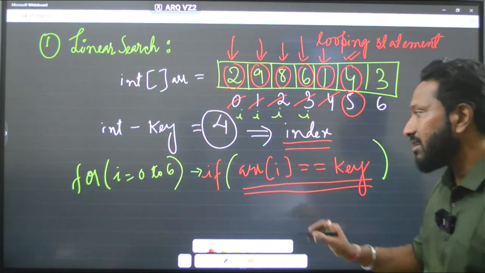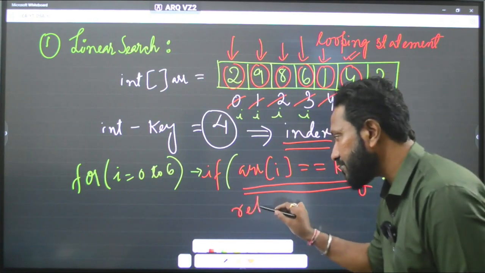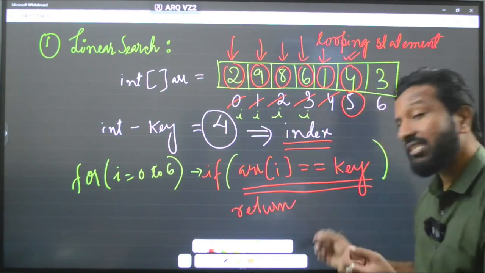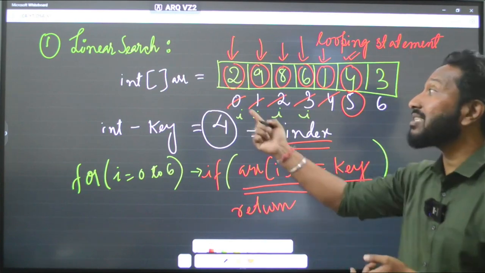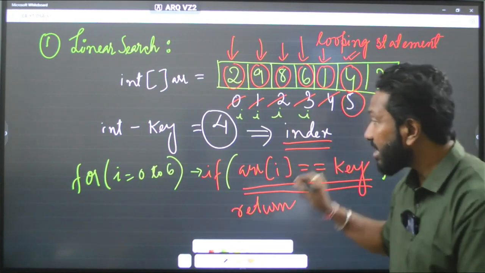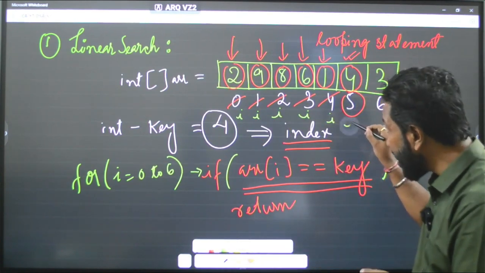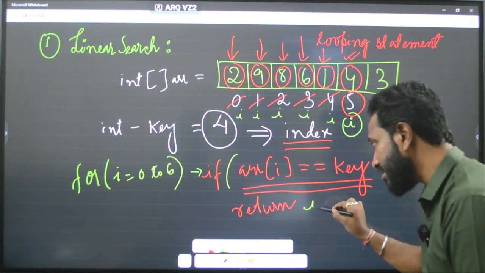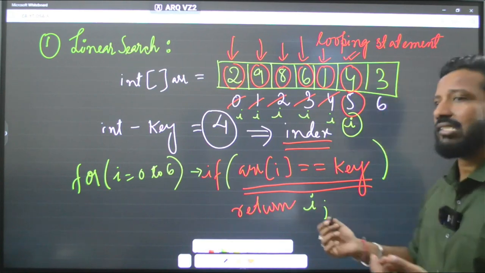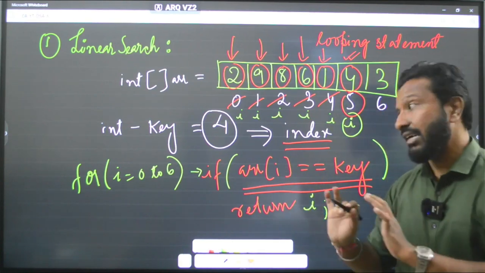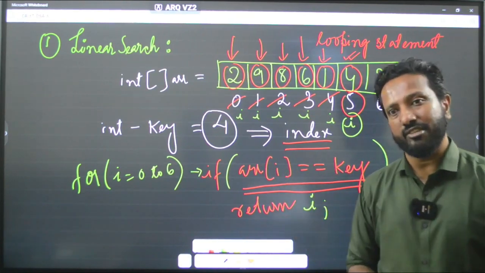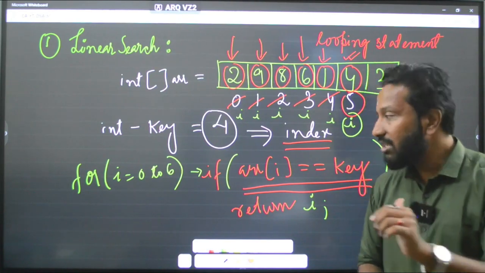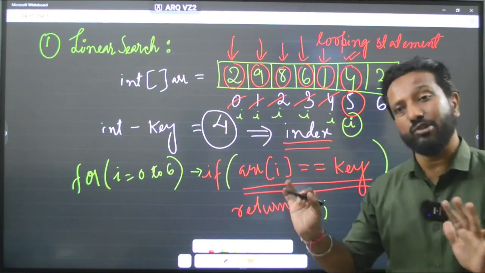Make sense? How do you return? Which variable is actually representing the index here? The I variable. Right now it is here. So simple, return that particular index. Done. That's all. That is all about linear search. Understood? It's very simple and the code is also very simple.